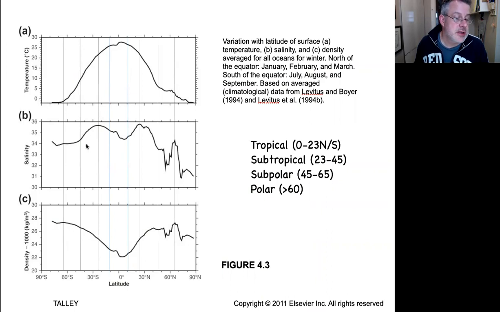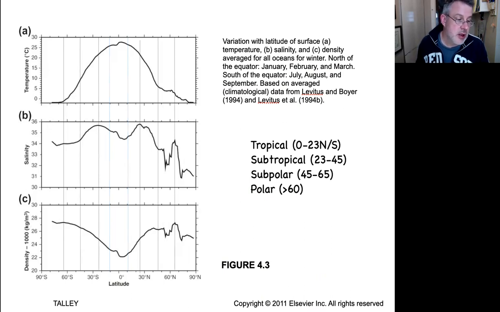The temperature, salinity, and density variations as a function of latitude look something like this. So we have temperatures. This is the surface temperature, surface salinity, surface densities. You can see that there's some variation. This gives you a sense of the horizontal variations in scale of these different properties.